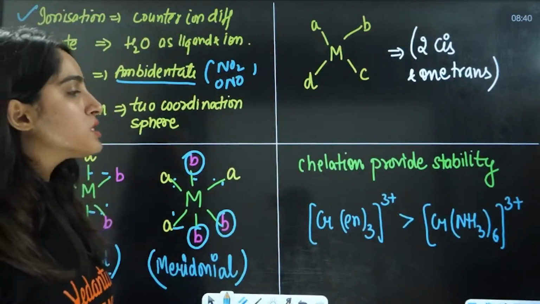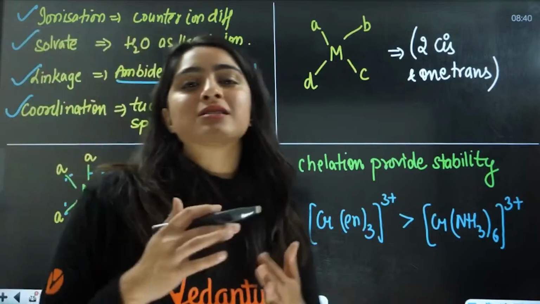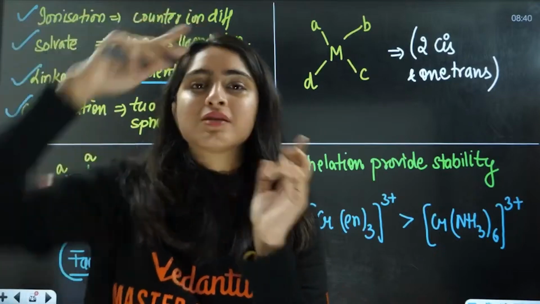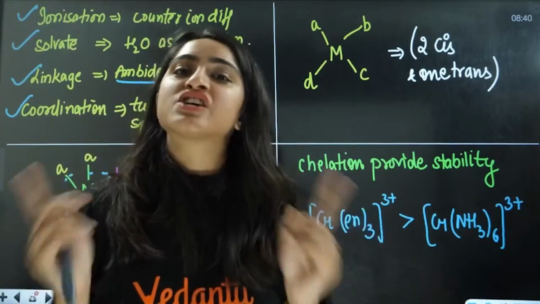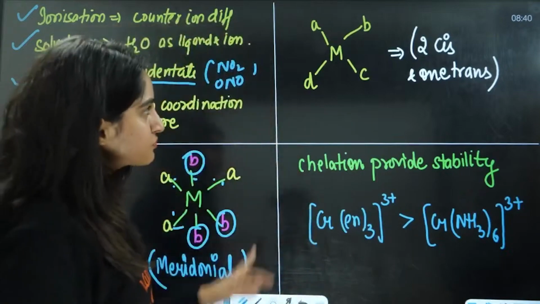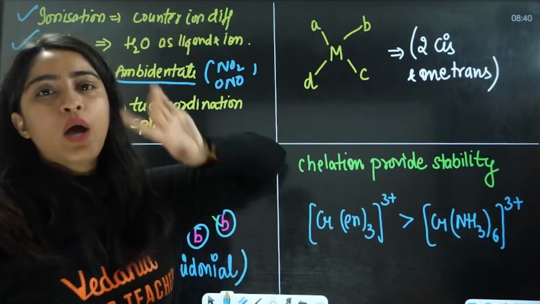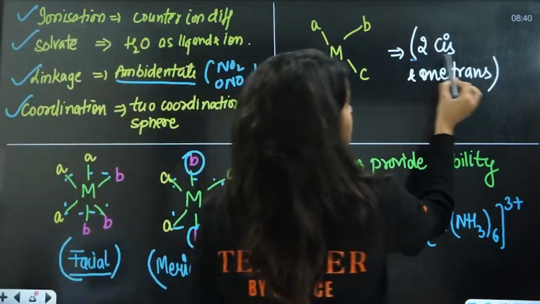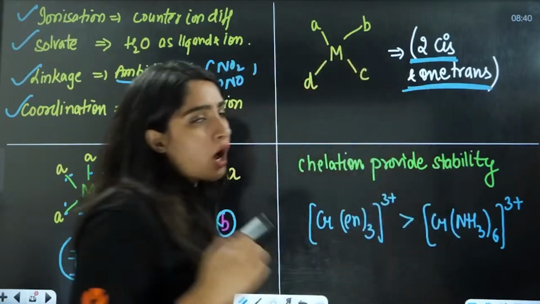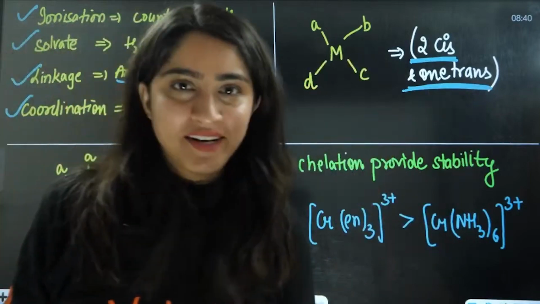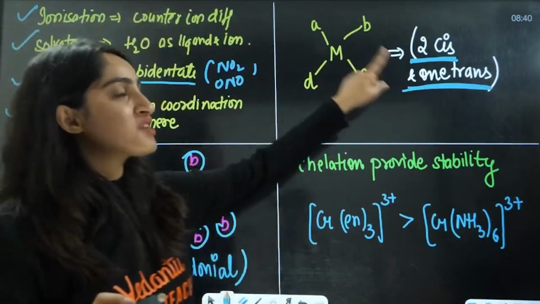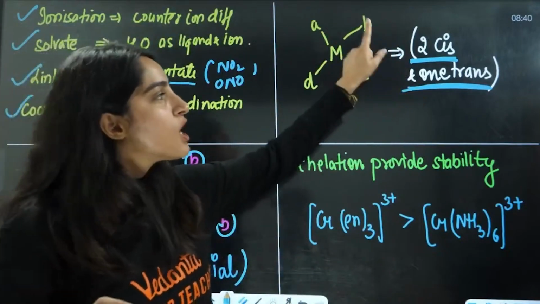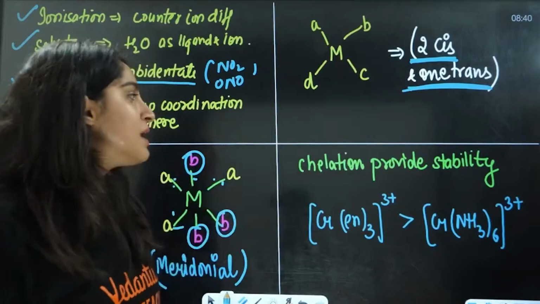Talking about cis and trans: trans are ligands opposite to each other, and cis are ligands adjacent to each other. The main important part is that if all the ligands are different, the complex will show 2 cis and 1 trans isomer. We have done how in detail, and now it is time to just revise these things.